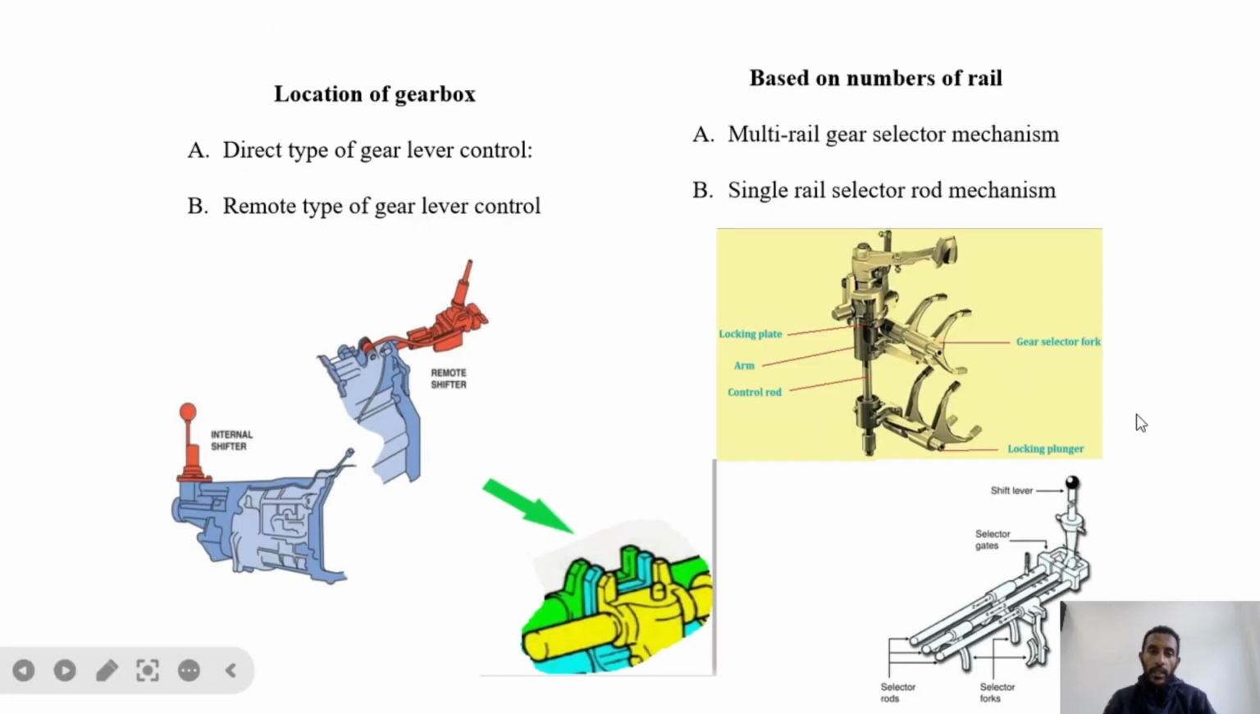To show you this, according to the location of the gearbox, if you observe, the driver holds here and directly moves the internal engaging elements. But in remote control or remote shift type, the gearbox is here and the driver seat is here, so they are connected by means of cables. And when we see the number of rails, it will have 1, 2, 3 rails for each fork, but in this case they use a common rail. When you say common rail, they use a single rail, and this single rail includes many forks.